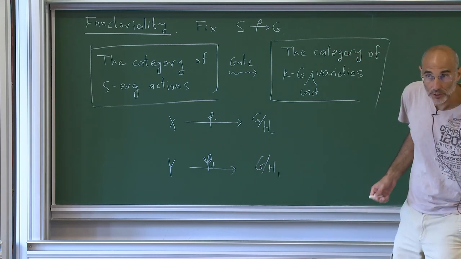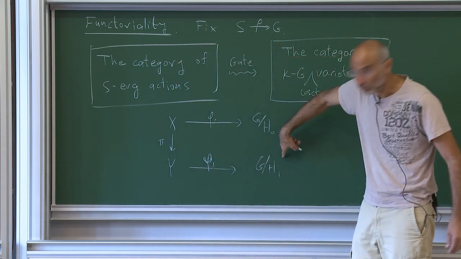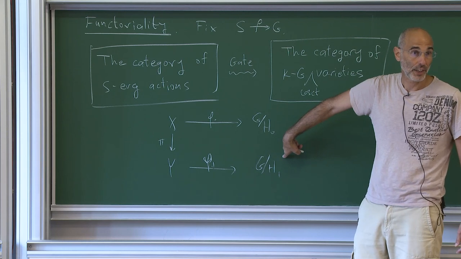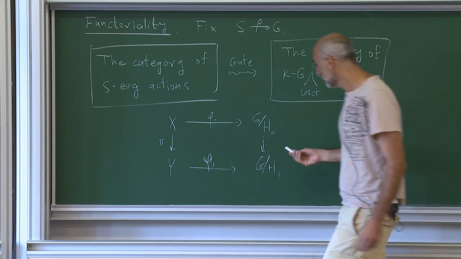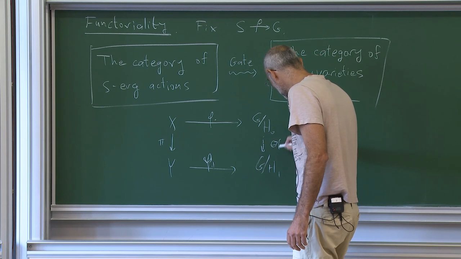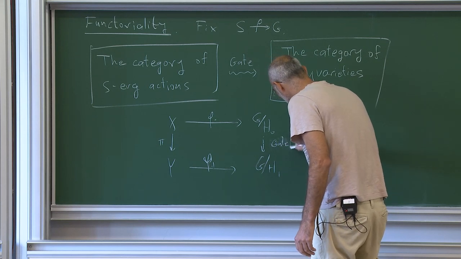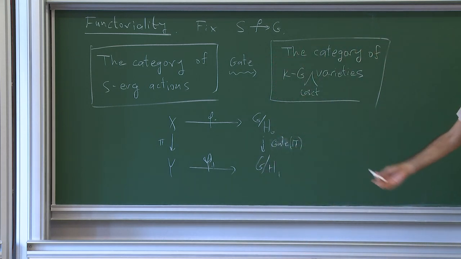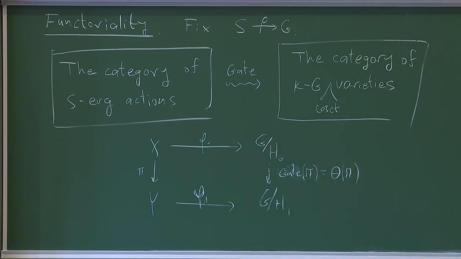Right? And the functoriality is the following observation. If I have a map here, pi, then I could view G mod H1 as an algebraic representation of X. So I will get a unique such map, which I will denote theta of pi. In fact, maybe a fancier notation would be the gate of pi. I'm applying the gate functor. This is how it acts on morphisms, but let me just denote it theta of pi. And I proved for you this functoriality. It's very easy, but it has a remarkable consequence. And it is the following.